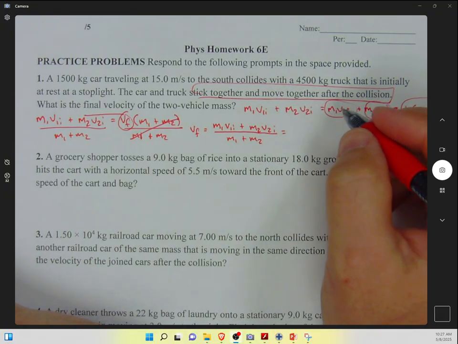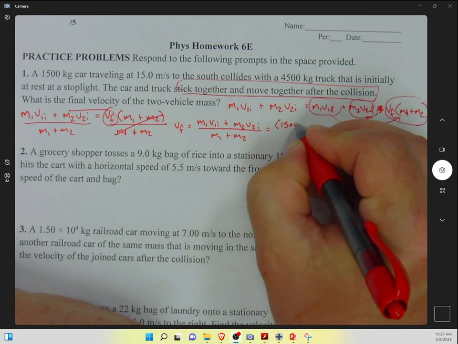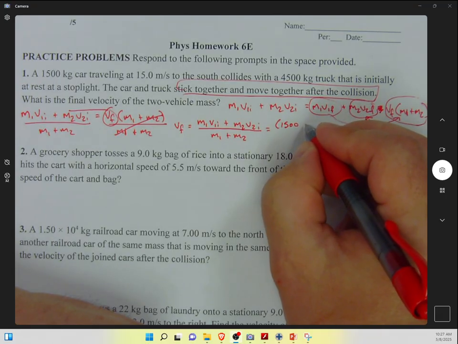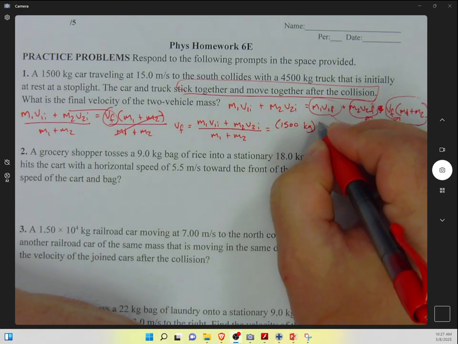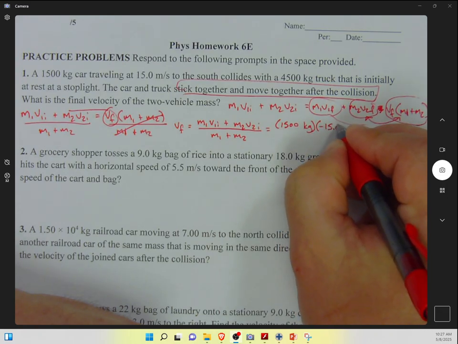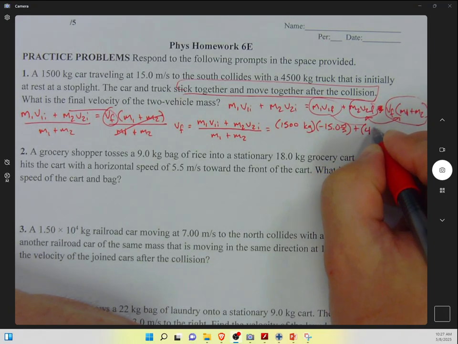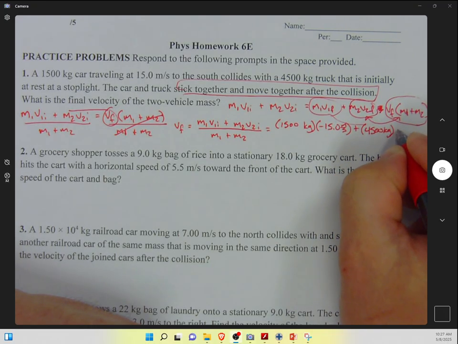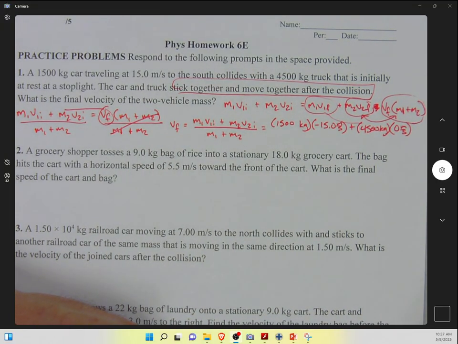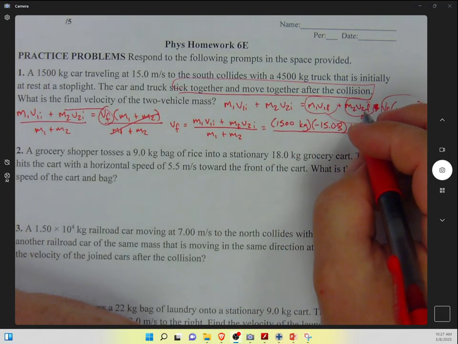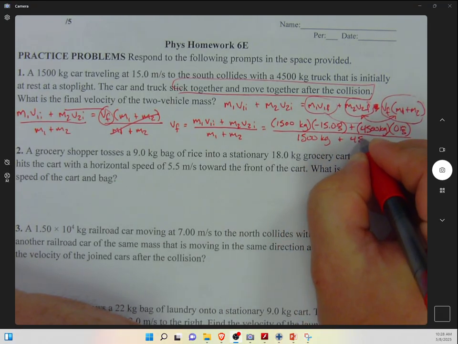Now I need to go back to the problem and plug and chug. So 15. My masses are going to cancel out, so I'm okay to just keep those as kilograms. And that's going to be plus, what's my M2? 4,500 kilograms. And right, because that thing was at rest. And then I'm going to divide that by the sum of the masses. So 15 kilograms plus 45 kilograms.